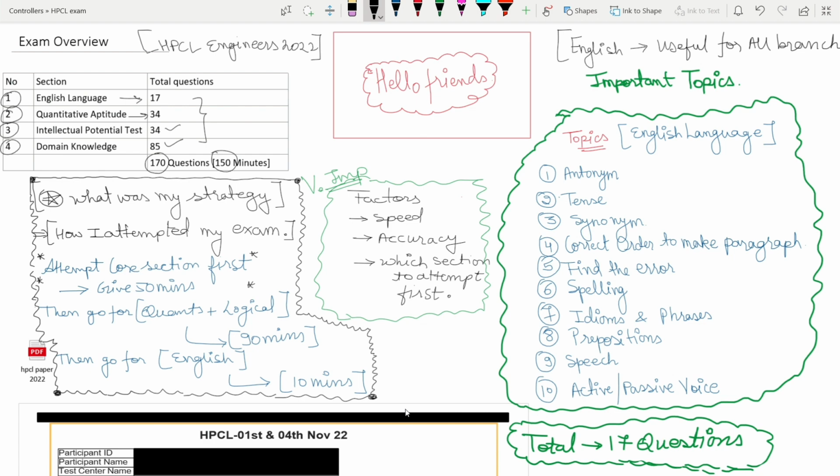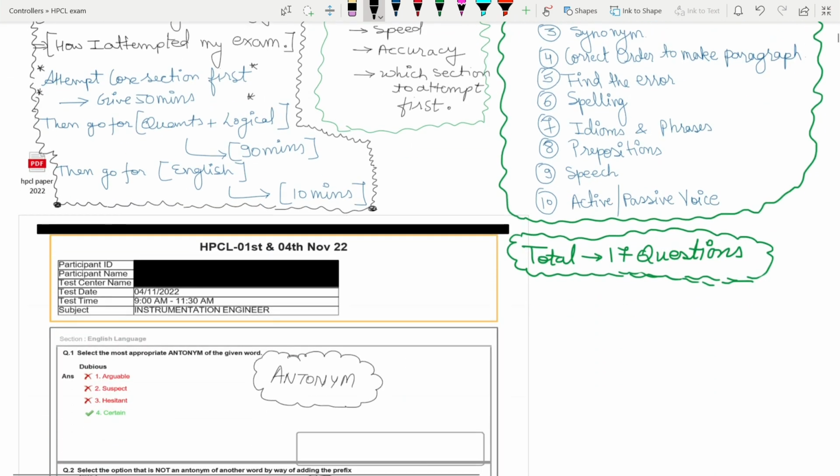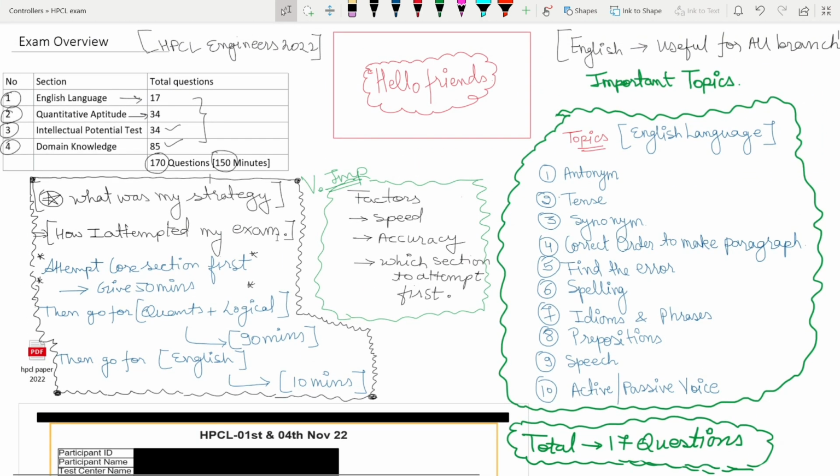Okay. So here I'm going to discuss the actual paper which I have given, and this is the response key of that particular paper, which was conducted on the 4th of November 2022. Okay, and the stream is instrumentation engineer. So this paper is important for all the branches in the sections of English, quantitative aptitude, and intellectual potential, whereas the domain knowledge is equally important for the electrical and instrumentation students as they have some common syllabus of the exam. Okay, so half of the video is useful for all the branches, and the rest of the video is useful only for the electrical and instrumentation students.